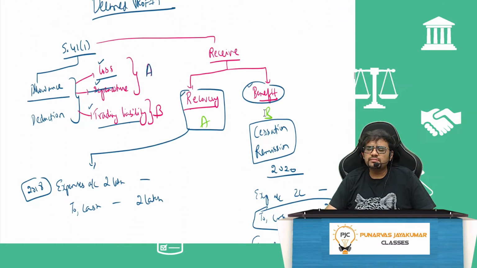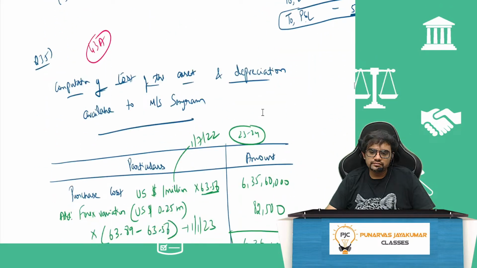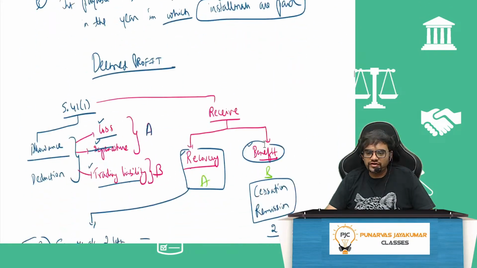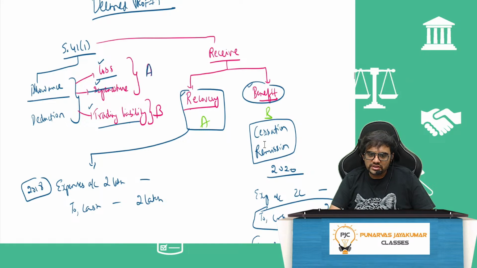Next one is deemed profit under section 41(1). Deemed profit. So deemed profit can be what? An allowance or a deduction based off a loss or an expenditure or a trading liability. Examples I'll explain. You will recover the loss or expenditure, or you will get a benefit because of the trading liability. Benefit means cessation or remission.